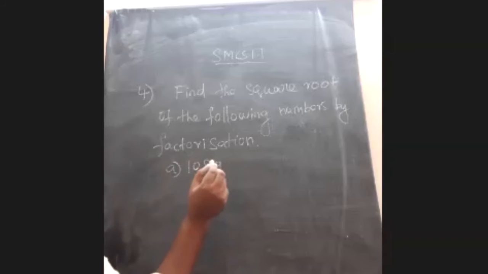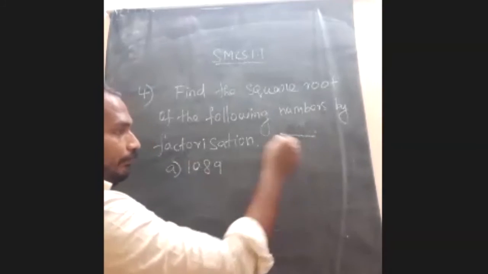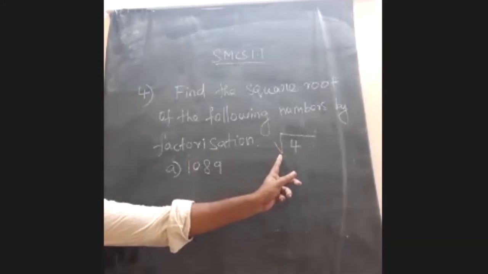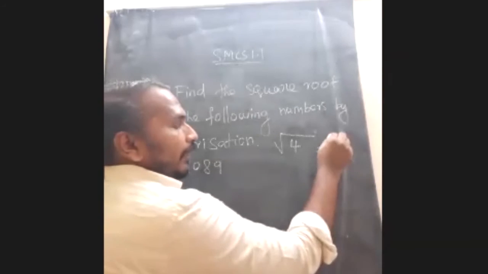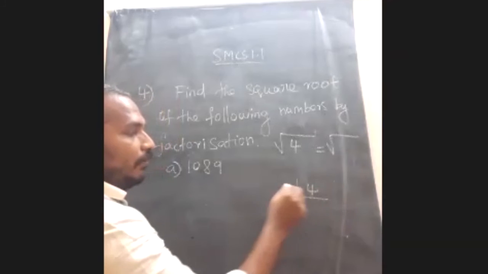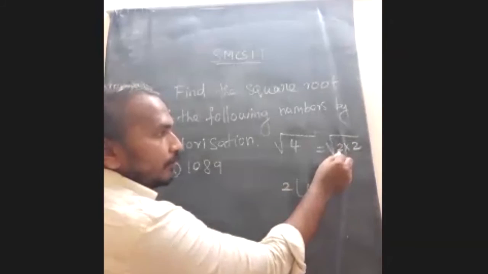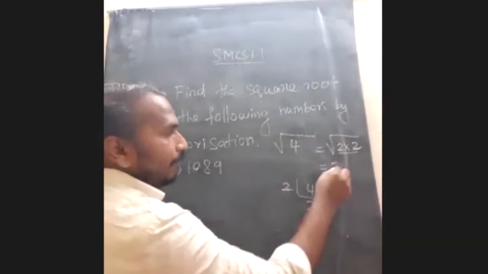So let me tell you what is the meaning of square root. You already know about it, but anyhow, let me tell you. Suppose here you have square root of 4. What is square root of 4? Can we write 4 as 2 into 2 in prime factorization? Here, 2 is repeated 2 times. So I can take one 2 outside. My answer is 2.